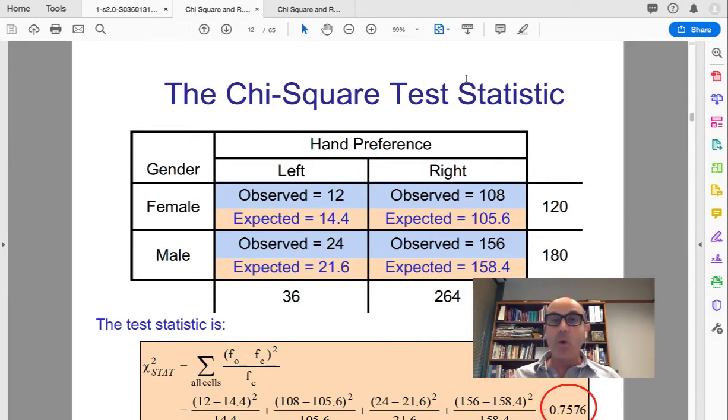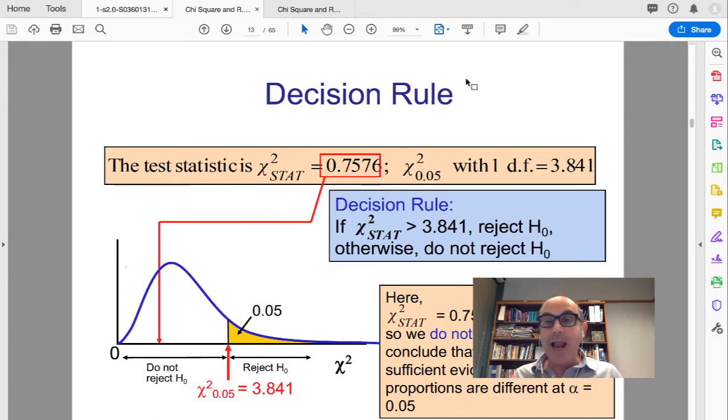In this case, if we calculate the chi-square test on these numbers, we will come up with 0.7576. This is what we need to do: 12 minus 14.4, squared, divided by 14.4, and we come up with that result. This allows us to say that with 1 degree of freedom, the critical value is 3.841, which means that we reject the null hypothesis if the statistic exceeds it. Otherwise, we do not reject the null hypothesis.